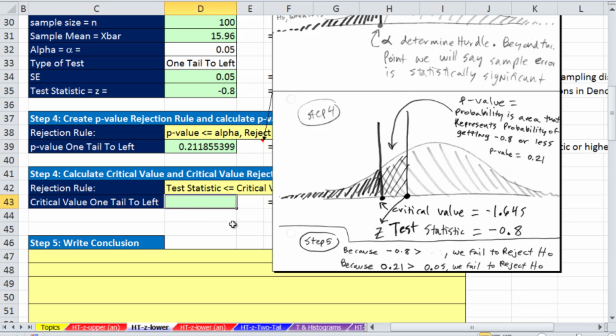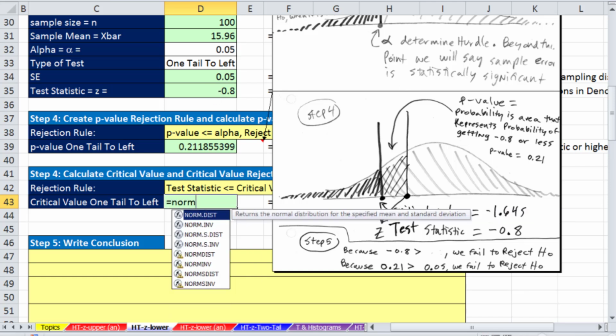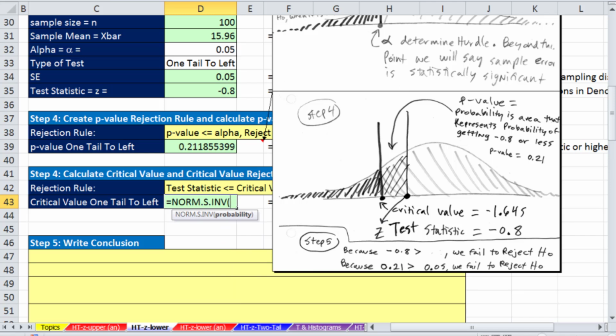The second way to do this is to calculate our critical value. That's that point, and compare it directly to our test statistic. Equals NORM.S.INV, from probability to a z. So I'm going to take this probability of alpha. Remember, alpha determines the hurdle, and that's what we want right now. We want the hurdle. These two methods always lead to the same conclusion. So now we compare. And it's all about, is it over the hurdle? Minus 0.8 is not over the hurdle, right? So we compare these two, and we come to the same conclusion, fail to reject.